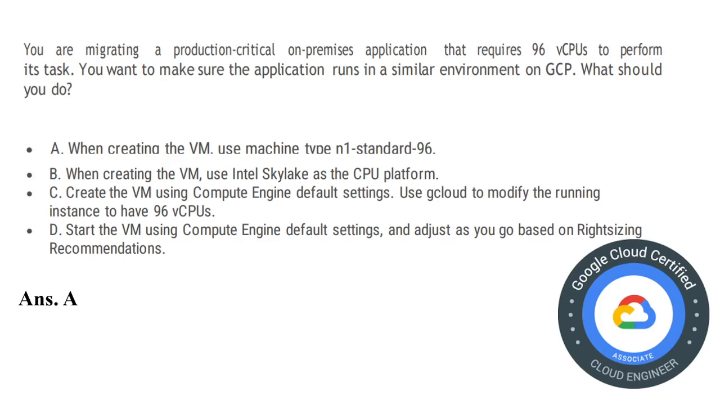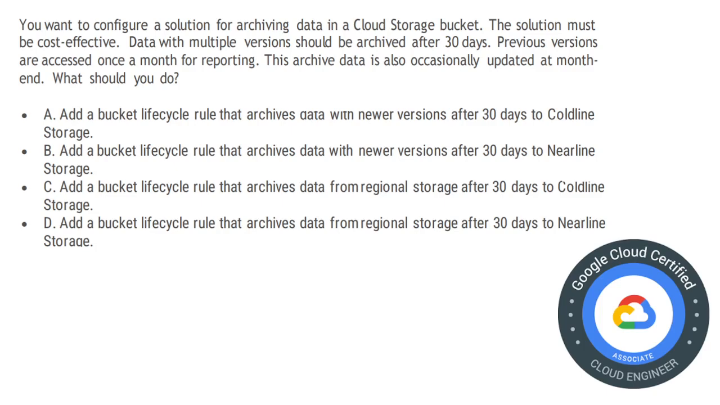Okay, because in the question only you can see they have mentioned that the requirement is that it should have 96 vCPUs. Moving on to the next question, you want to configure a solution for archiving data in cloud storage bucket. This solution must be cost effective. Data with multiple versions should be archived after 30 days. Previous versions are accessed once a month for reporting. This archived data is also occasionally updated at month end. What should you do? The correct answer in this case is option B. Add bucket lifecycle rule that archives data with newer versions of 30 days to nearline storage.